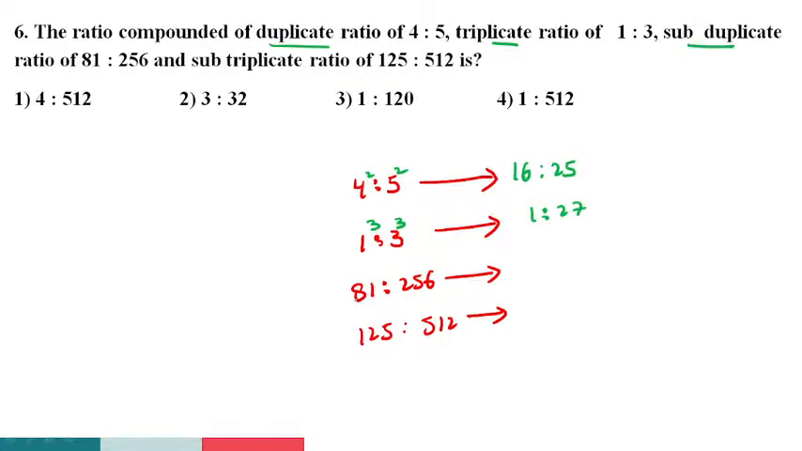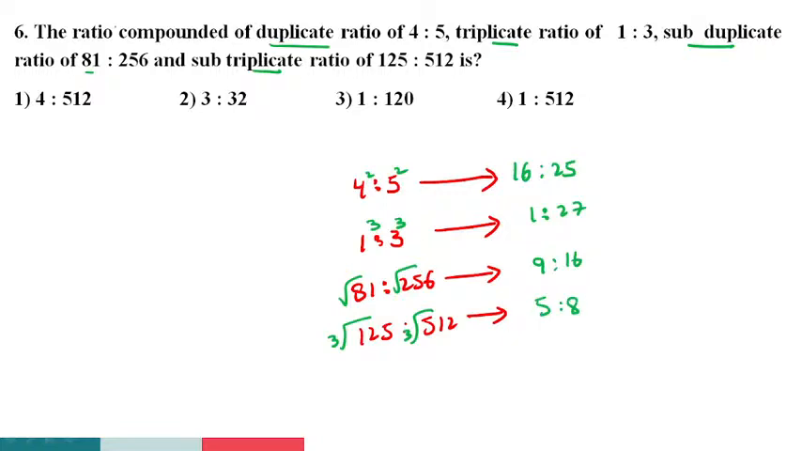Next, subduplicate ratio: root of 81 is to root of 256. So 9 is to 16. Okay, 9 is to 16. Next, subtriplicate ratio అంటే cube root of 125 is to cube root of 512 అండి. అంటే సో 5 is to 8 guys here.